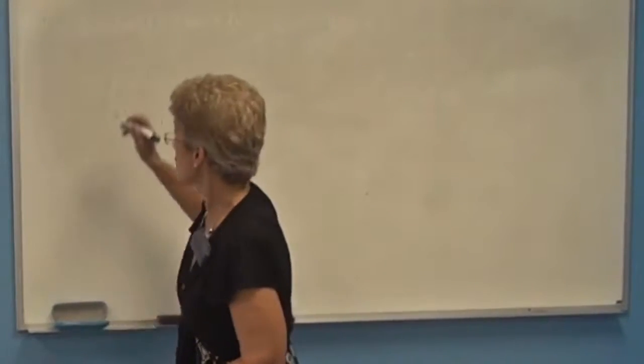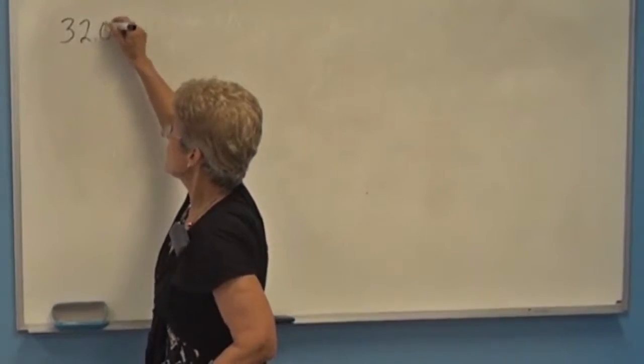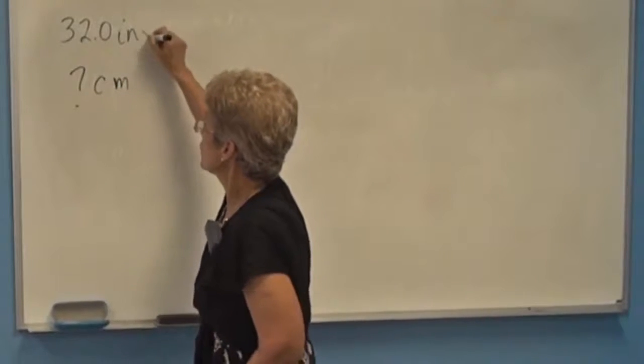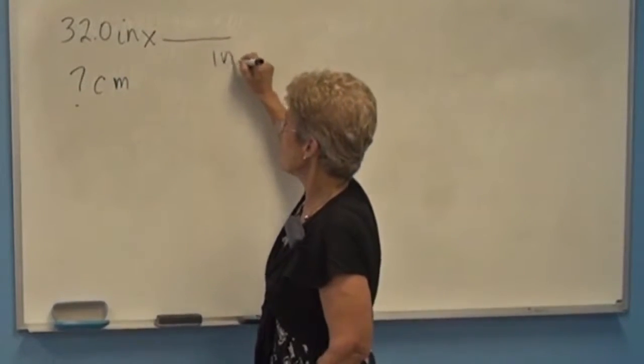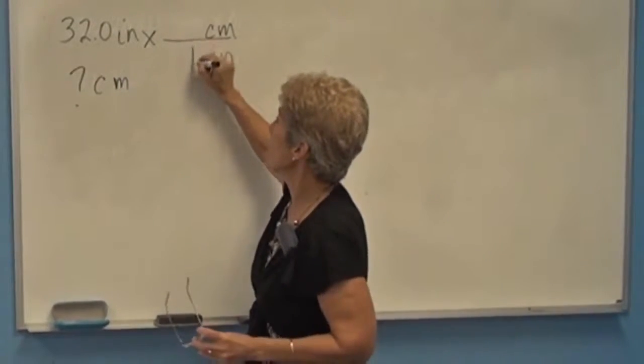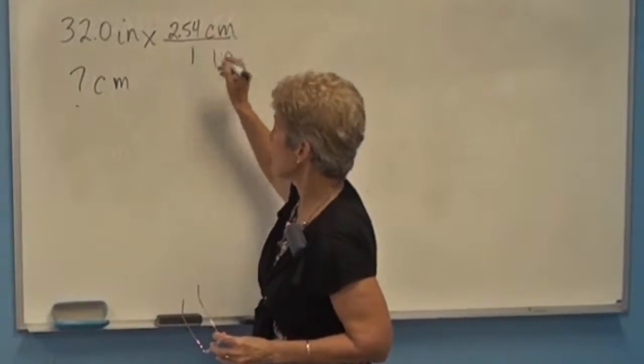Number 7, a string measures 32 inches. How many centimeters is the string? 32.0 inches. We want to know how many centimeters. So we're going to go times line, inches on the bottom, centimeters on the top. This you don't have to memorize, it's given to you. Every 1 inch is 2.54 centimeters.